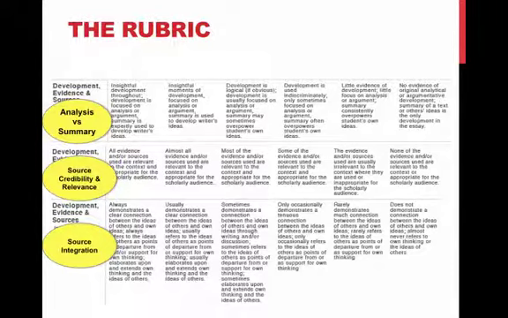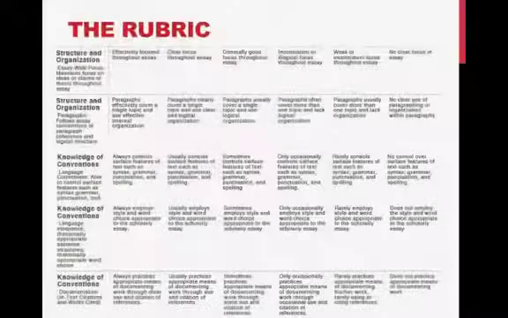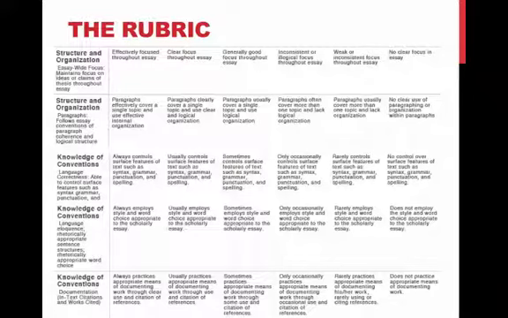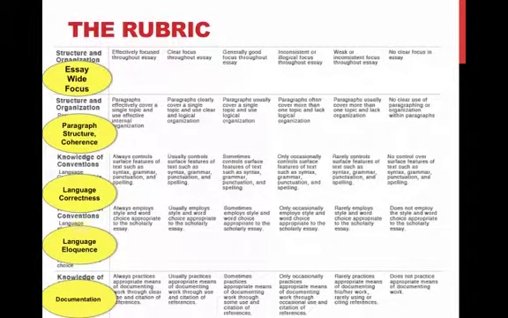How much the student performed analysis and how much was just summary or retelling of the plot. The credibility and relevance of the sources that were used. And source integration, how well the student was able to weave the sources into his or her own thinking. 2 more large categories: structure and organization and knowledge of conventions. In structure and organization, we were looking at essay-wide focus. Does the essay follow through with the thesis, the promise of the introduction? Paragraph structure and coherence, the quality of each paragraph. And then the last 3 for conventions: language correctness, language eloquence, and documentation.